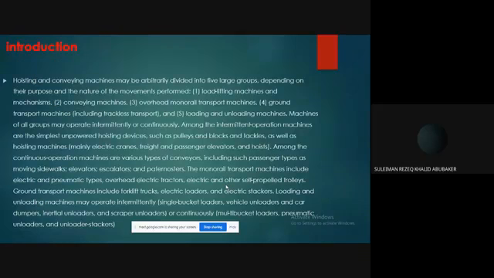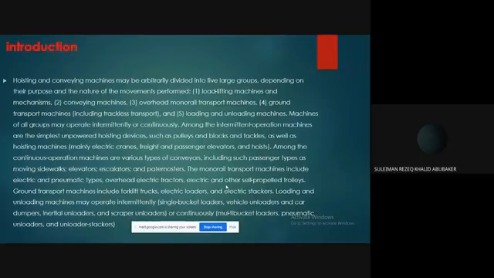Hoisting and conveying machines may be arbitrarily divided into five large groups, depending on their purpose and the nature of the movement performed. The first group is load lifting machines and mechanisms. Second is conveying machines. The third is overhead material transport machines. Fourth is ground transport machines, including trackless transport. And the fifth is loading and unloading machines. Machines of all the groups may operate intermittently or continuously.